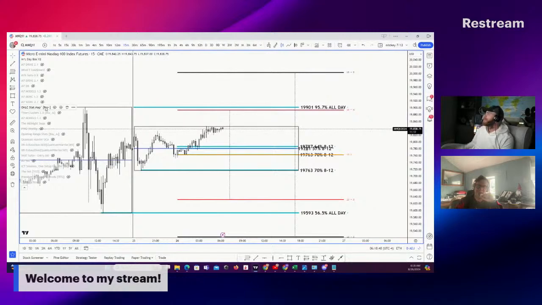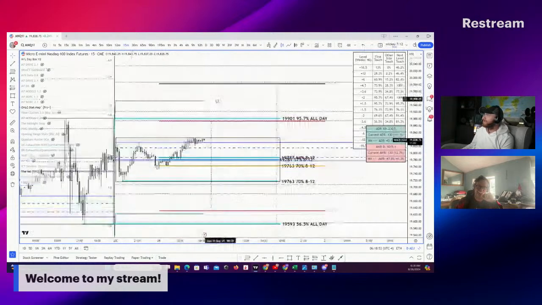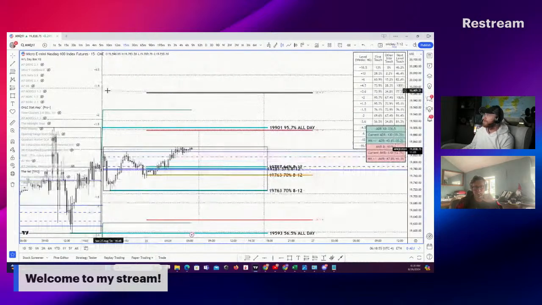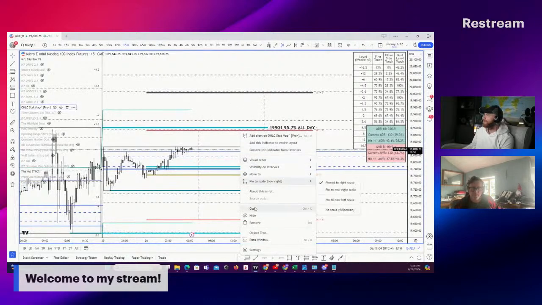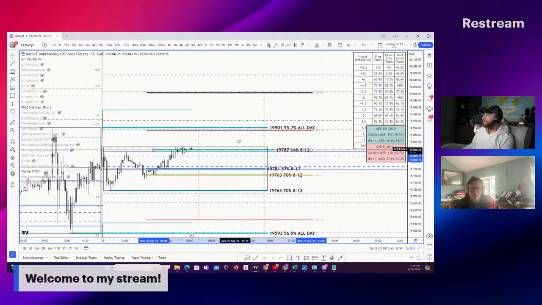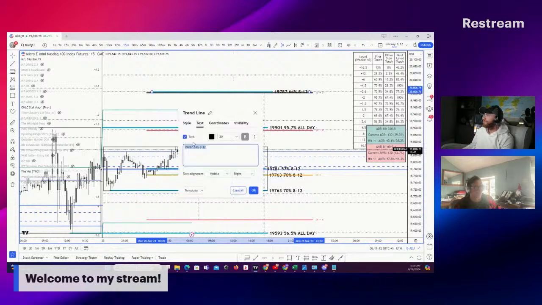Good grief. All right, so now we line this up with our projection base. So this 3.6 right here is a 73% probability of getting hit, which is at 20,006. And this is an all day.